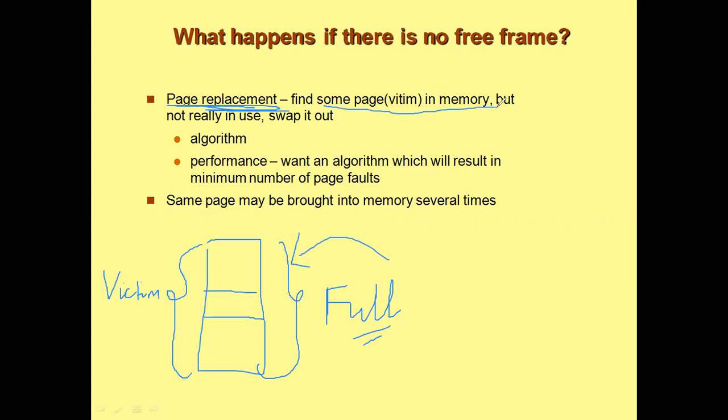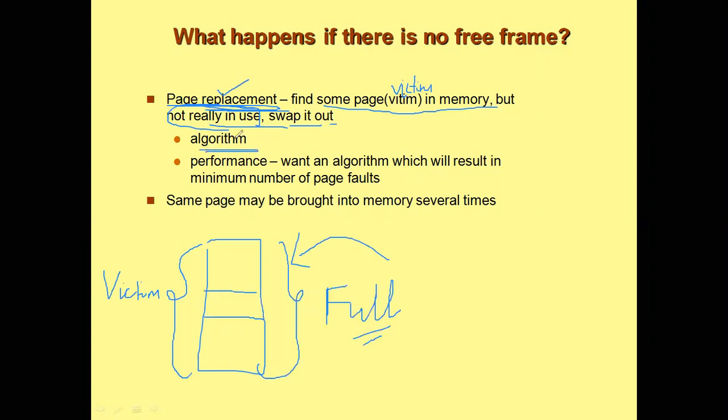You have to find some page in the main memory that is not really in use. This page replacement is a very, very interesting topic, and you will see how it actually happens. So you have to find a victim, and you should choose the victim such that it is not really in use. We refer to a victim as somebody who is very weak, right? So we will decide which page is weaker on certain criteria. The ones which are not currently in use are identified as victims and swapped out, and the new page is brought in.